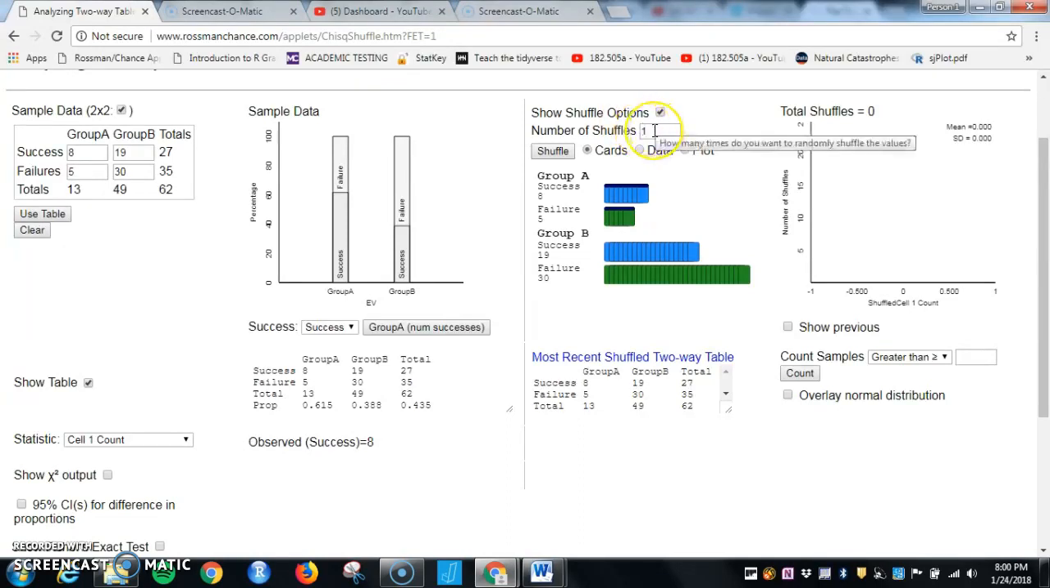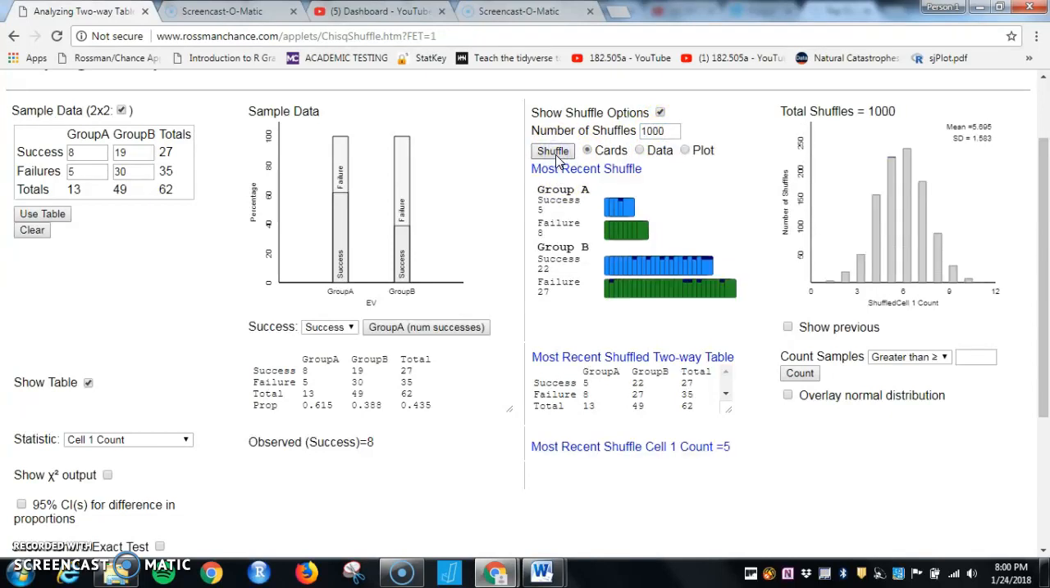Just like it mentions in your notes, we could simulate with a deck of cards, but it's much better, especially if we want to do 1,000, if we simulate it with a computer. So we're going to type in number of shuffles is 1,000. We're going to click shuffle, and you can see that there's the distribution of the counts. Now these are the counts for quote-unquote success, which in our case is having a liver tumor while under the E. coli.